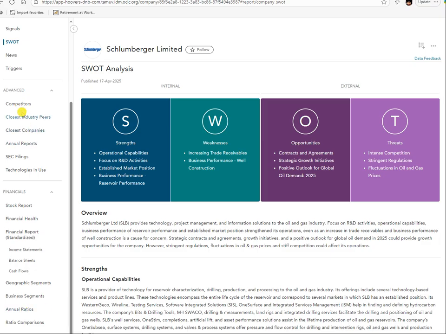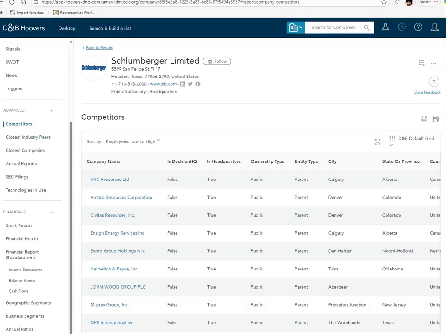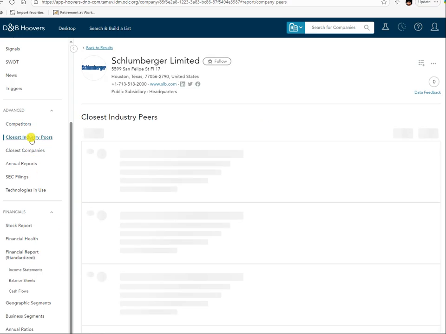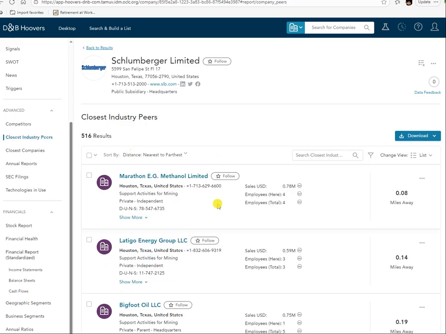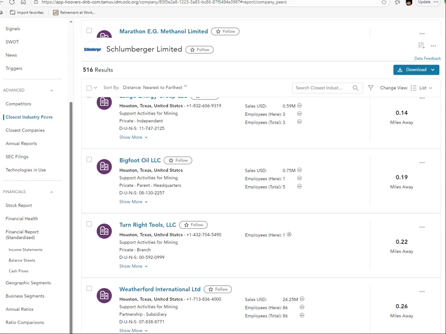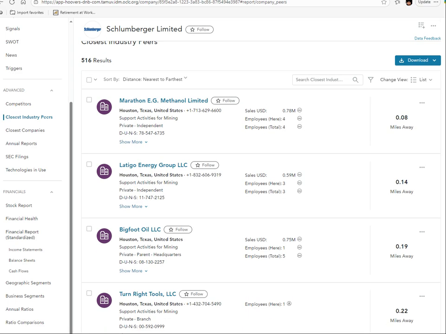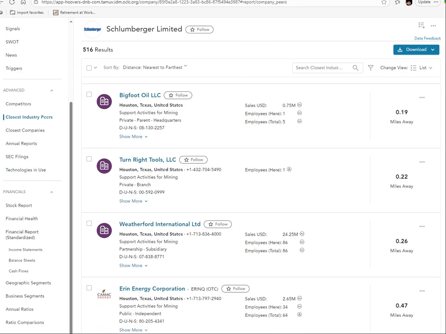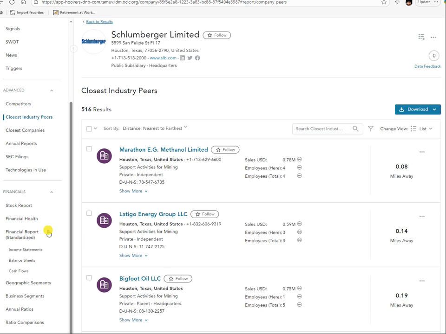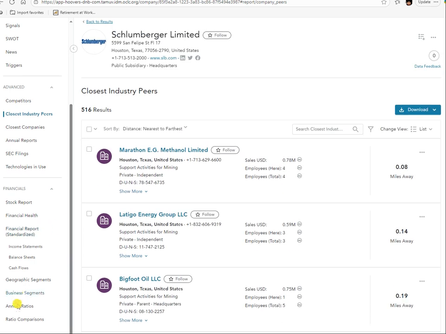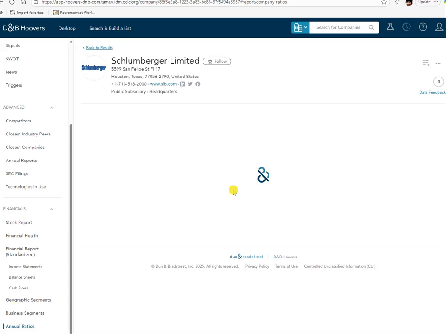Who are their competitors? Right, a lot of competitors. Closest industry peers. Many of them are here, Houston. Alright, so let's see their annual ratios.